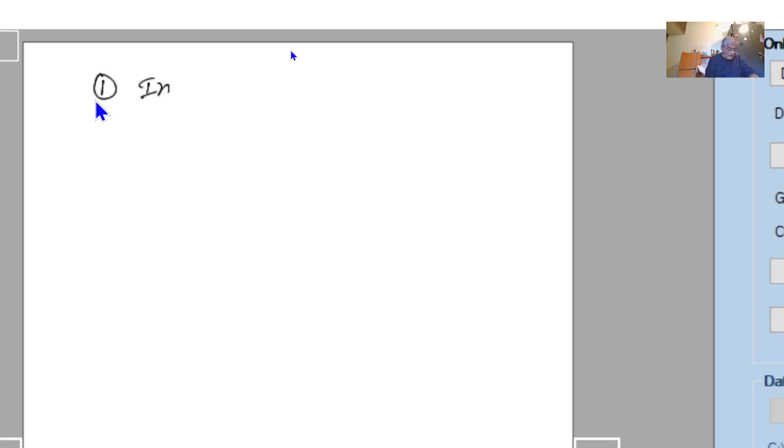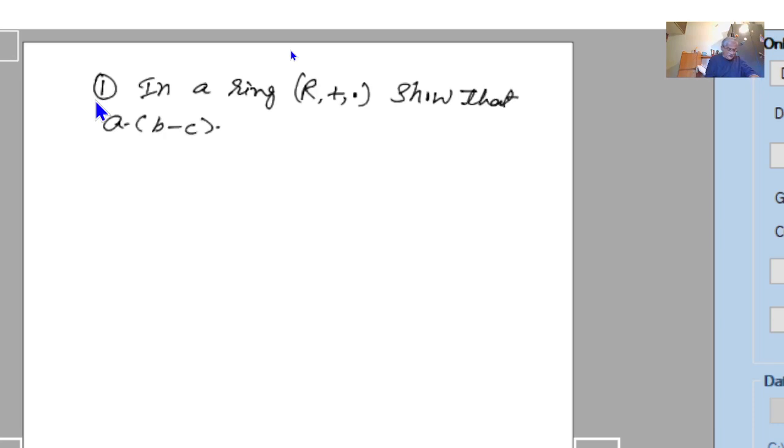In a ring (R, +, ·), show that A · (B − C) = A · B − A · C.